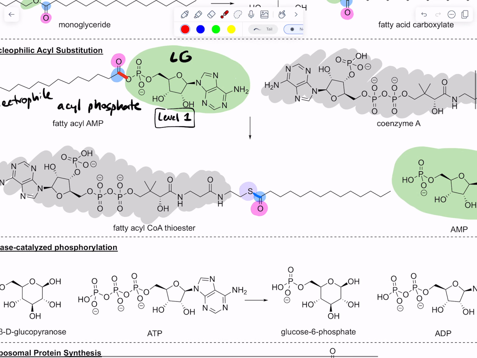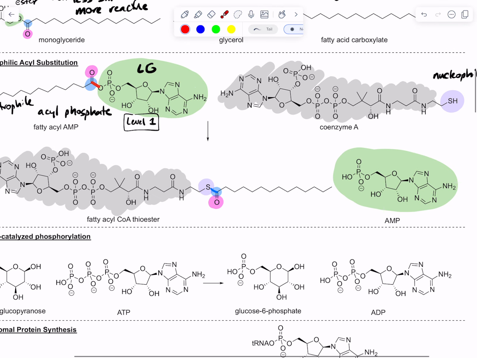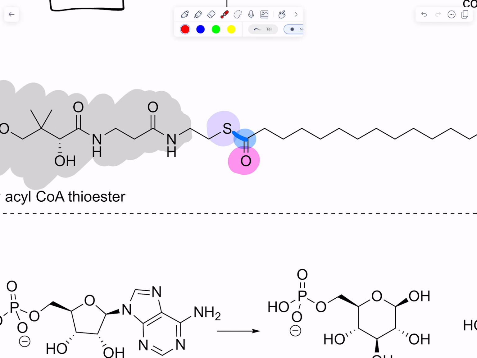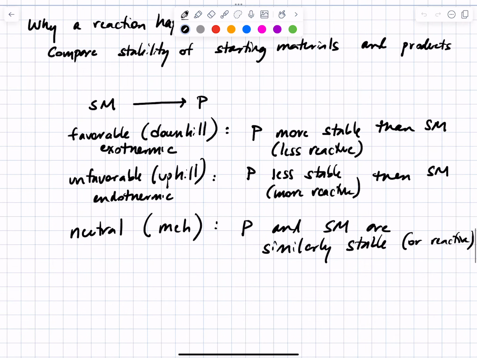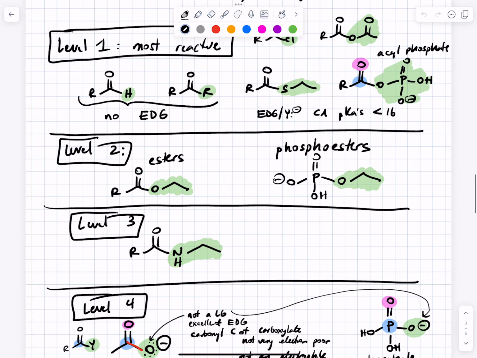Now let's look at the product. The product has the carbonyl carbon, carbonyl oxygen, and now it's attached to what used to be the nucleophile. What kind of functional group is this? See if you can find something that's similar on this list.